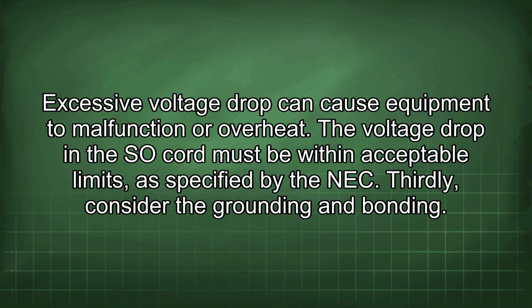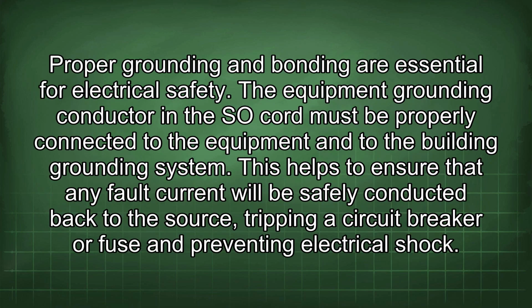Thirdly, consider the grounding and bonding. Proper grounding and bonding are essential for electrical safety. The equipment grounding conductor in the silk cord must be properly connected to the equipment and to the building grounding system. This helps to ensure that any fault current will be safely conducted back to the source, tripping a circuit breaker or fuse and preventing electrical shock.